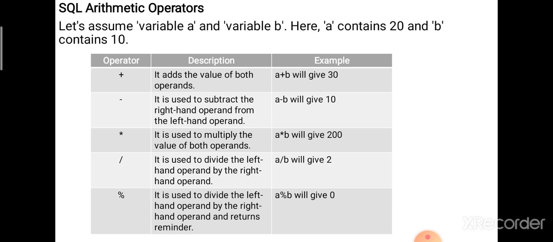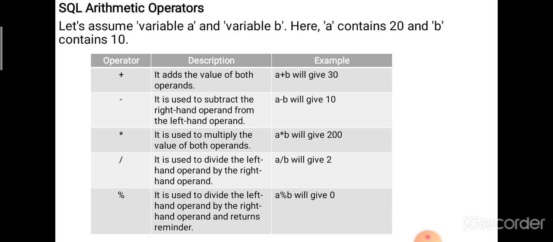Okay. Next symbol is slash. It performs the division. It divides the left hand operand by the right hand operand. Okay. The answer is 2. And next symbol is modulus. It also performs the division. It divides the left hand operand by the right hand operand and returns the remainder. So this is actually the difference between the slash and modulus. Both the slash and modulus perform the division, but the remainder will be the answer for the modulus symbol and the quotient will be the answer for the slash symbol. So that is the major difference between slash and modulus.